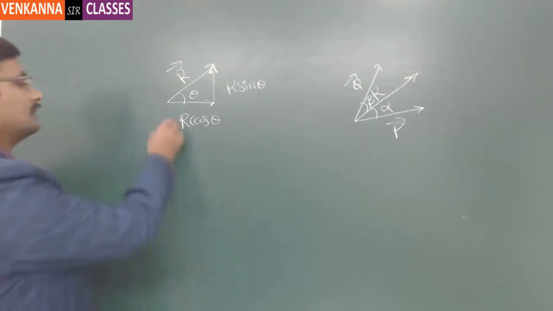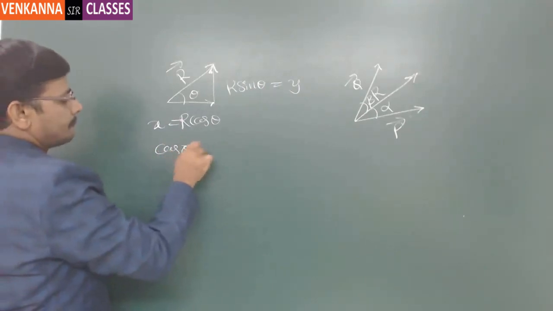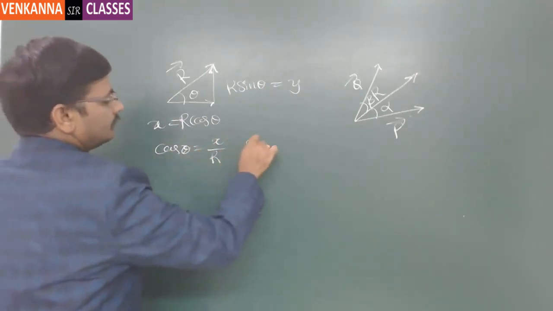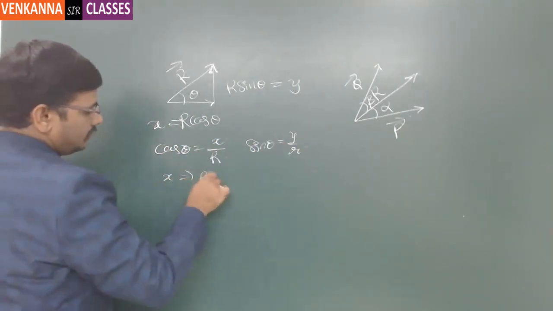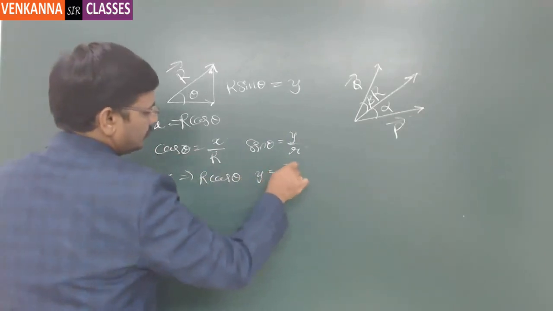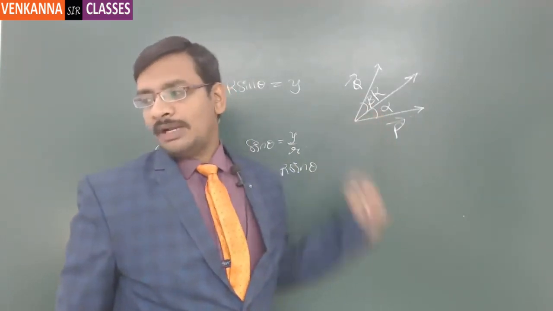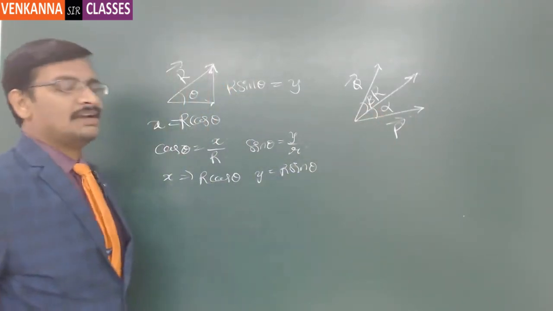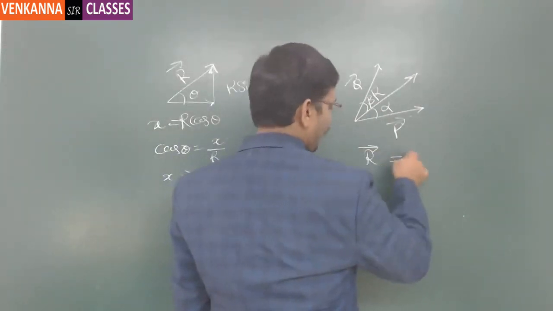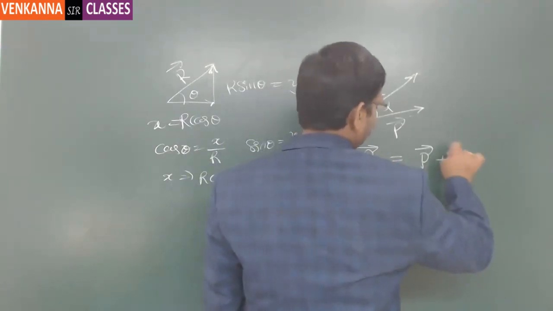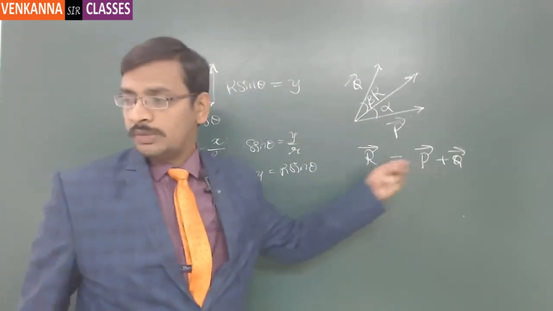So for the perpendicular case it is straight away easy. This is x and this is y. Cos theta equals x by r and sin theta equals y by r, and x is equal to r cos theta and y is equal to r sin theta. But now I am asking to divide this vector into angles alpha and beta. To handle this kind of problem, I will give you a simple approach. See this: r should be equal to p plus q. This is the basic condition, because we are dividing the vector r into two different components whose sum should be equal to r.